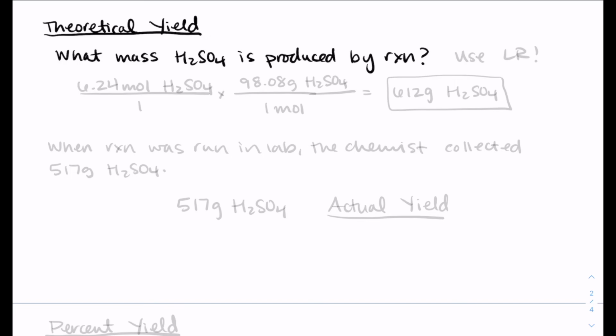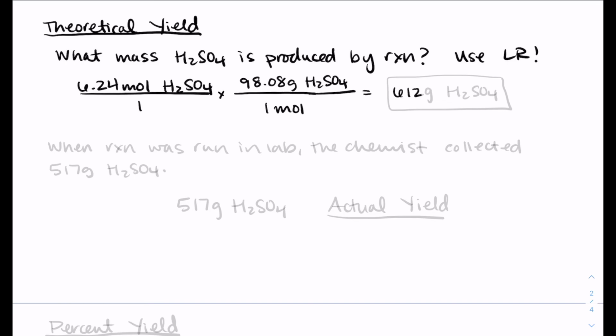Now, we usually report theoretical yields in grams, because then when we measure the amount of product we actually get later, it's probably going to be in grams. So all I have to do is convert from moles to grams with the molar mass. So the theoretical yield means what is the maximum amount you could produce from your limiting reactant. In this case, because the molar mass of sulfuric acid is 98.08, this means I could produce a maximum of 612 grams of sulfuric acid. Now that's in the beautiful perfect world scenario.